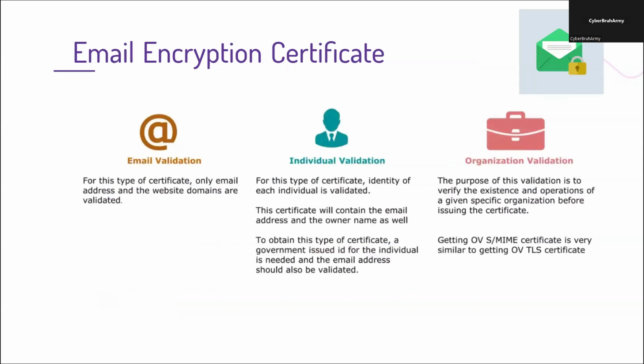Email encryption. Email encryption is divided into three parts: email validation, individual validation, and organization validation. For email validation, for this type of certificate, only the email address and website domains are validated. For example, I'm sending a mail from google.com, so only the address and website domain are validated. The second one is individual validation. For this type of certificate, the identity of each individual is validated. This certificate will contain the email address and the owner name as well. To obtain this certificate, a government issued ID for the individual is needed, and the email address should be validated.